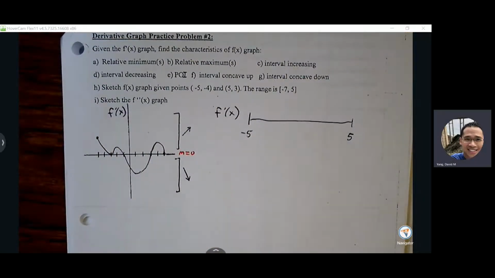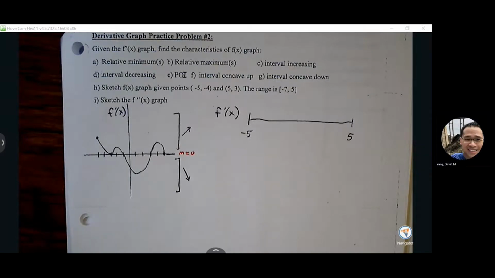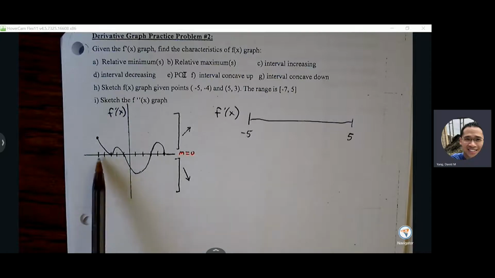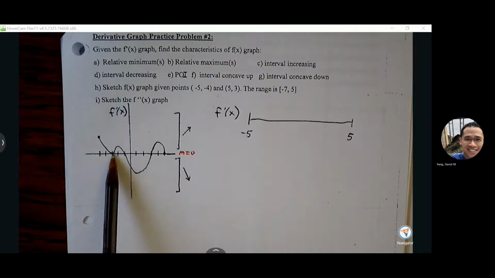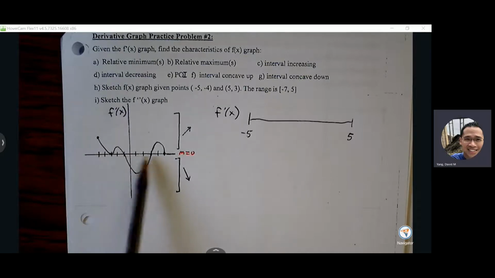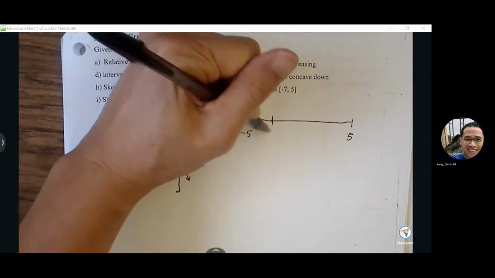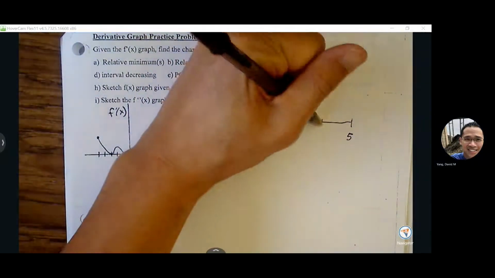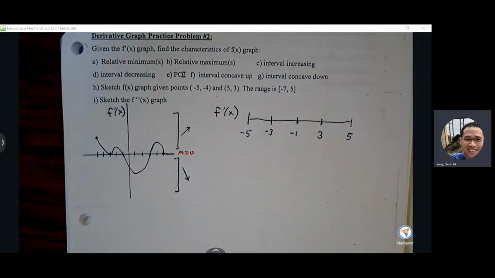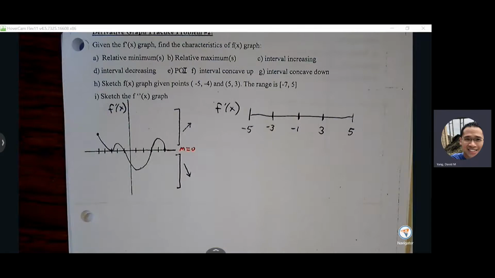What do we place onto our sign line? What points? X-intercepts, right? We want to target slope zeros, meaning x-intercepts. Okay, so -3, -1, and 3. All right, good so far?